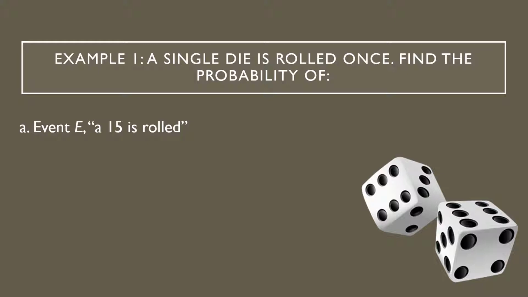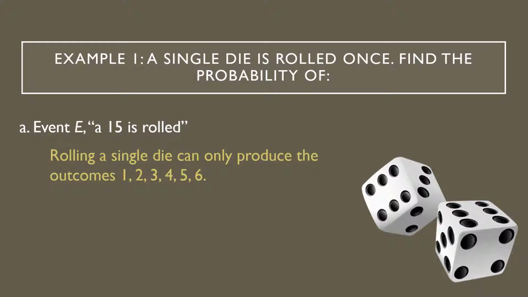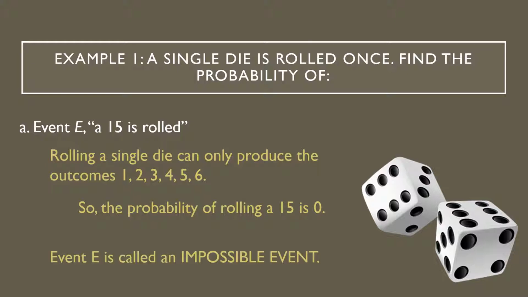So let's look at the probability that an event E, which is a 15, is rolled. So what's the probability that you roll a 15? Rolling a single die can only produce the outcomes 1, 2, 3, 4, 5, or 6. So the probability of rolling a 15 is 0. So since you can only roll the numbers between 1 and 6, the probability of rolling a 15, that's impossible. So the probability is 0. And just to remind you, this is called an impossible event. So anytime you get a probability of 0, that event is called an impossible event.